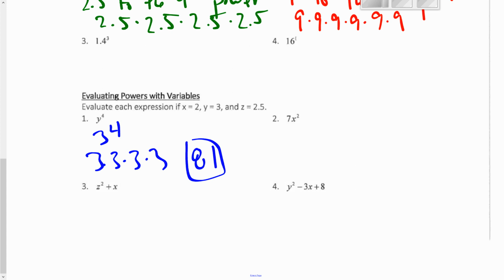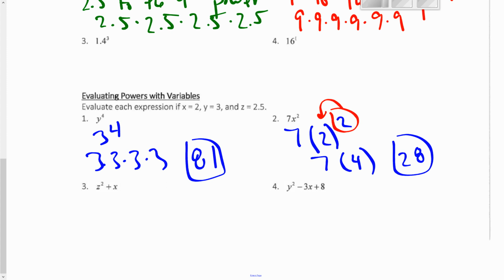For number 2, we have 7x squared. So I have a 7. I'm going to plug in 2 for x, and then I have the exponent, the second power. Now something you need to be careful with here. This exponent 2 is only tied to whatever's directly in front of it. So in this case, that's the 2. So we need to do 2 squared first, which is 4, and then we'll do 7 times 4 and get 28. You do not multiply first and then do the exponent.